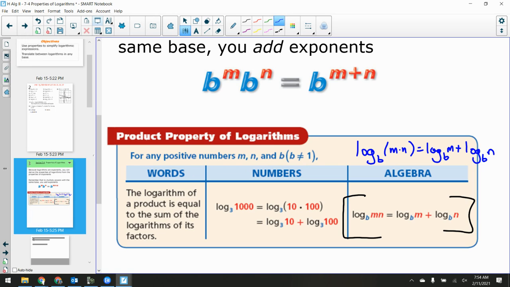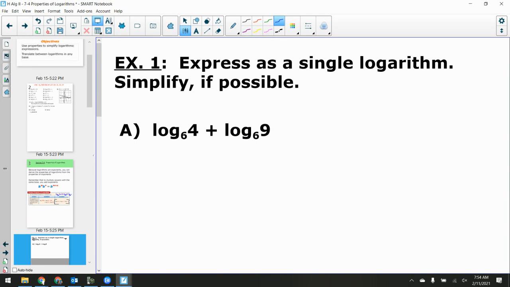All right, so let's practice with that. Log base 6 of 4 plus log base 6 of 9. I could give this to you on a no calculator quiz pretty easily. Log base 6 of 4 plus log base 6 of 9. Now, can you compute log base 6 of 4 mentally? Think about it.